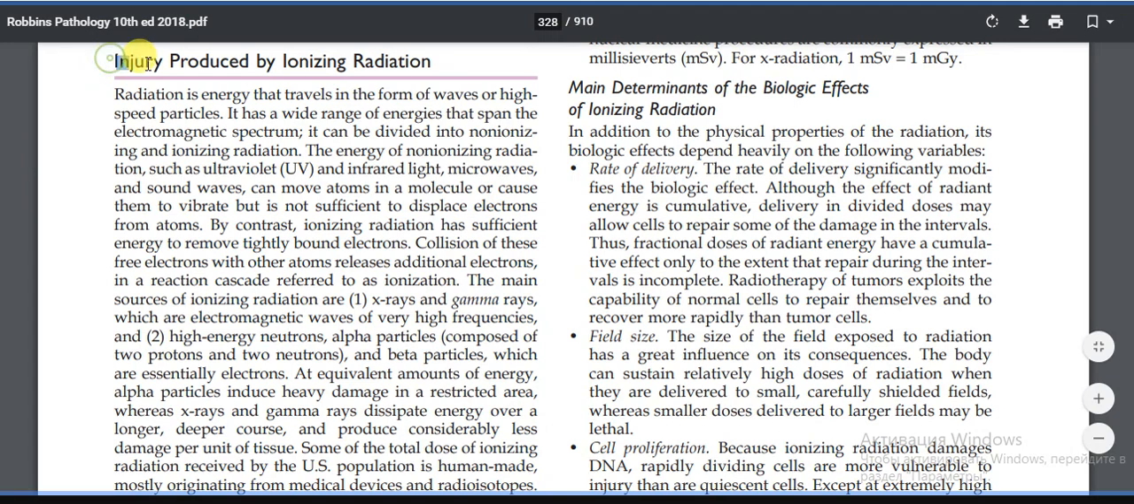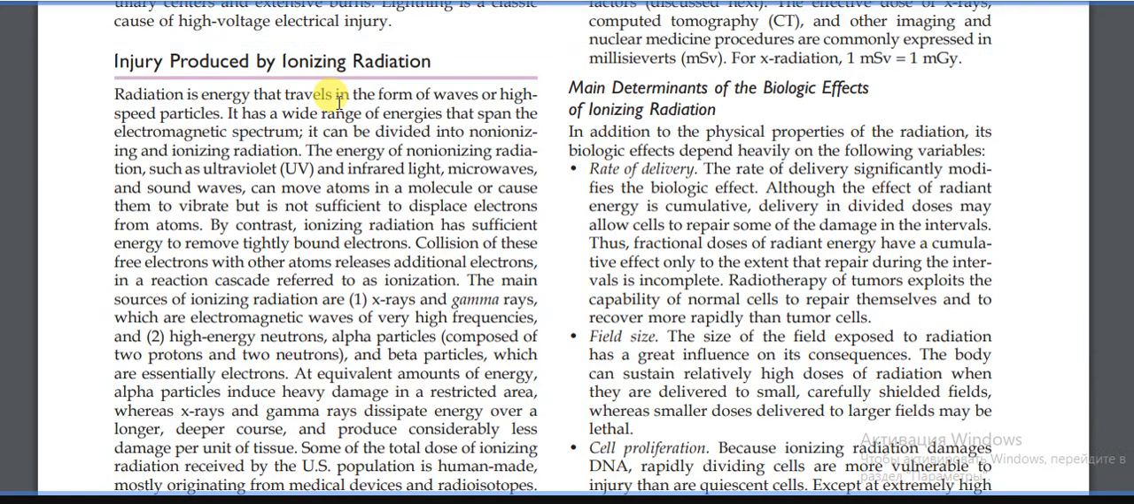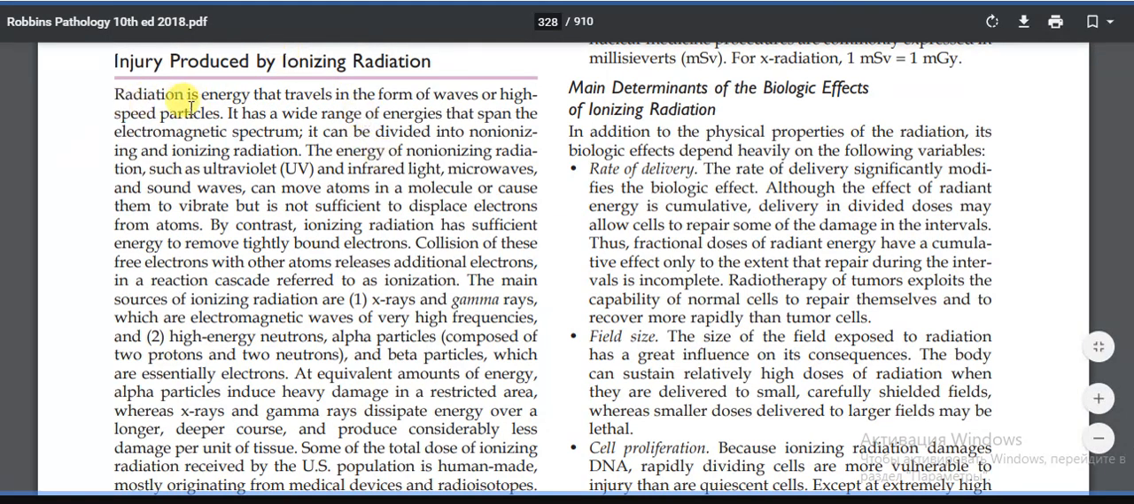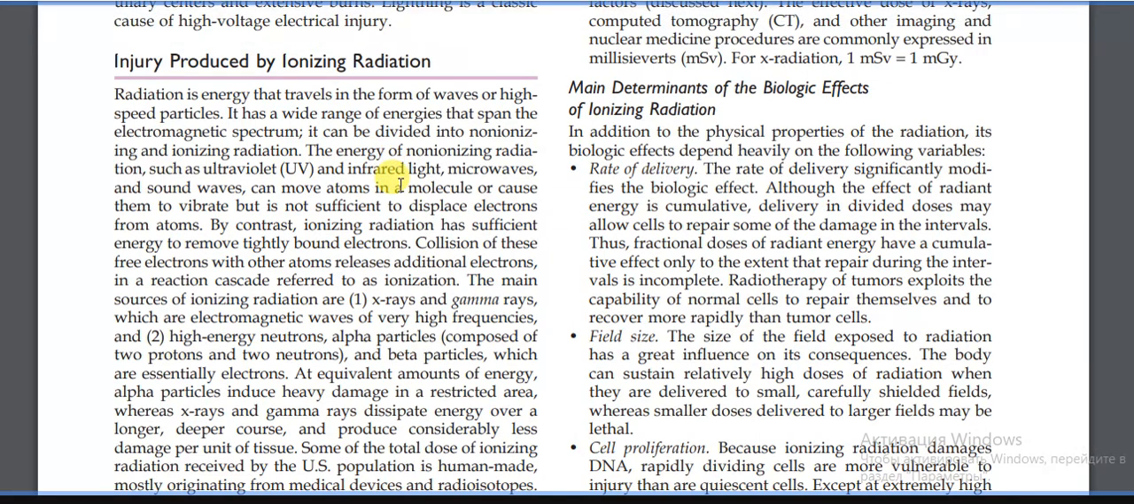So then let's talk about injury produced by ionizing radiation. So what is ionizing radiation? What we usually think of as radiation is usually ionizing. Radiation is energy that travels in the form of waves or high-speed particles. It has a wide range of energies that spans the electromagnetic spectrum. It can be divided into non-ionizing and ionizing radiation. The energy of non-ionizing radiation, such as ultraviolet and infrared light, microwaves and sound waves, can move atoms in the molecule or cause them to vibrate, but is not sufficient to displace electrons from atoms.